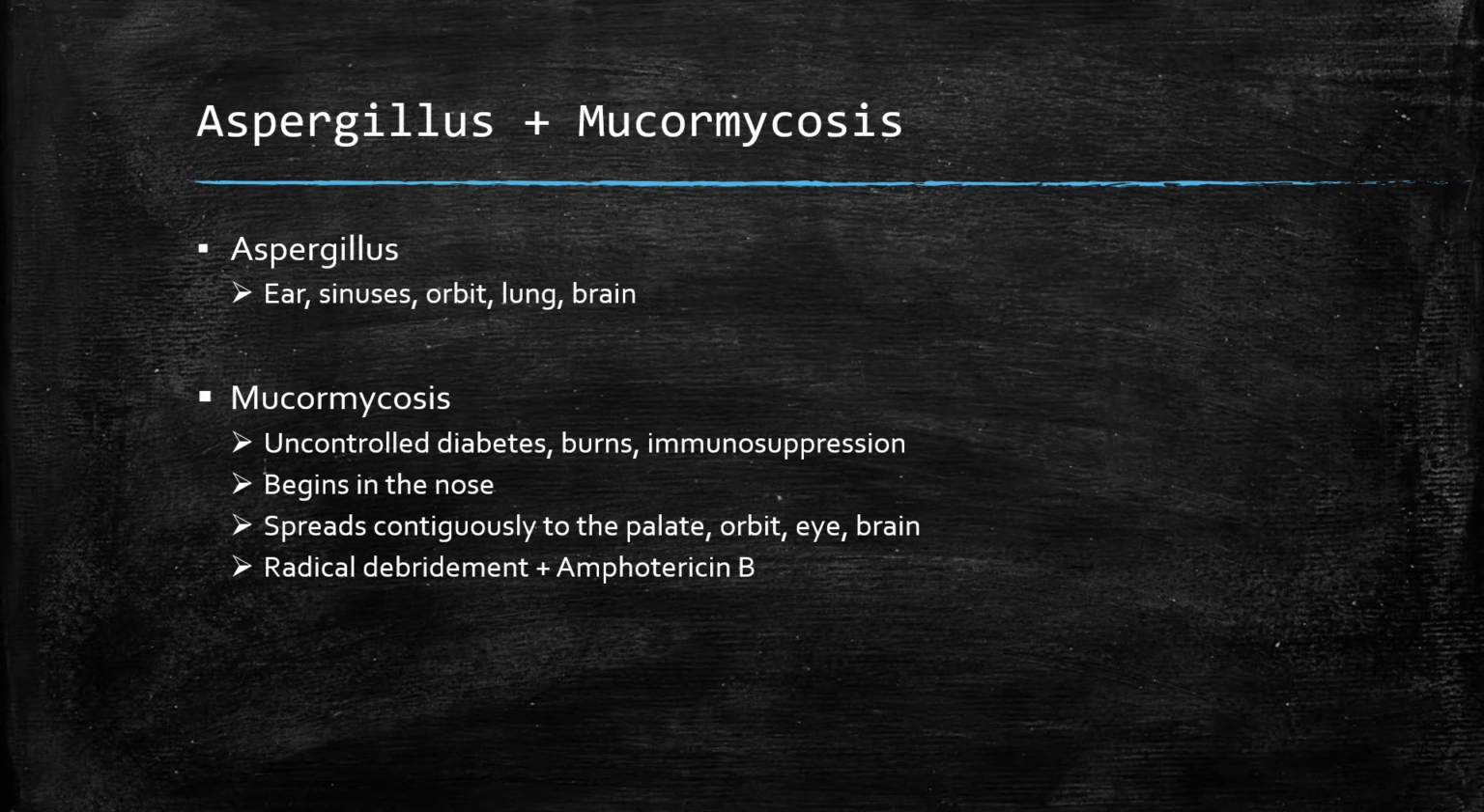Aspergillus and Mucormycosis fungal infections are far less commonly seen than Candida infections. Aspergillus can affect the ear, sinuses, orbit, lung, and brain. Mucormycosis infections can develop in uncontrolled diabetics, as well as burn patients and overall immunosuppressed patients. These infections typically begin in the nose and spread contiguously to the palate, orbit, eye, and brain. These are highly lethal infections, and the treatment is drastic, consisting of radical debridement and amphotericin B.